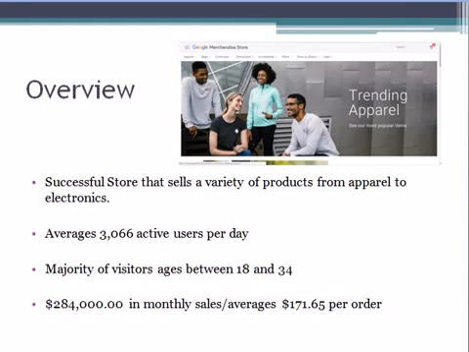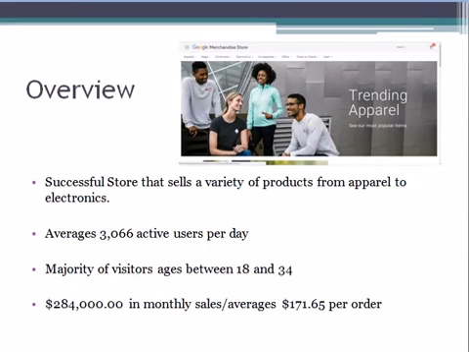This presentation is analyzing Google Analytics data from the Google Merchandise Store, and the goal is to review the data and see how we can increase traffic as well as conversions. Just a brief overview of the store. From what I gathered, it is a very successful store that sells a variety of products, from apparel to electronics.